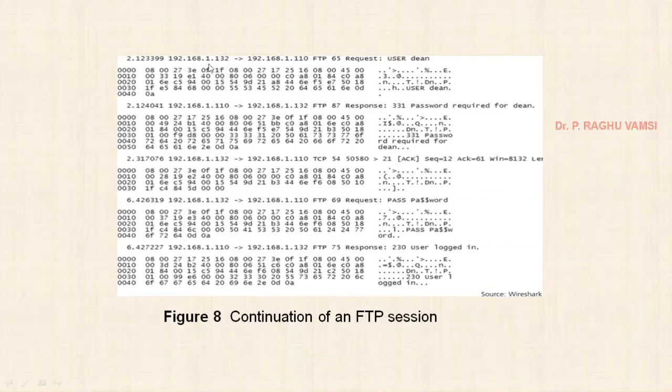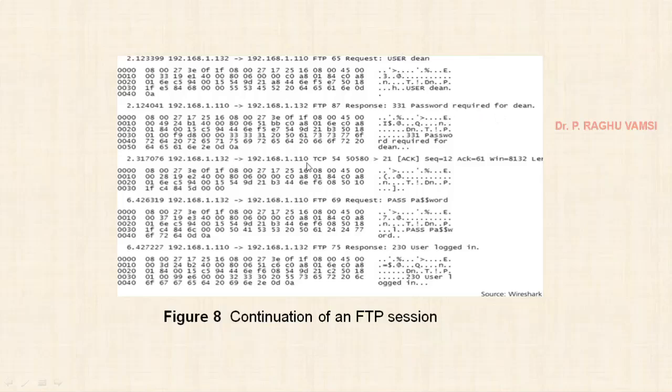The IP address 192.168.132.110, the FTP request is going on with the user as Dean. Now 110 is asking for a response to enter the password. The response is 331. That is the application code, the response code. The response code 331 means password required for the user Dean.